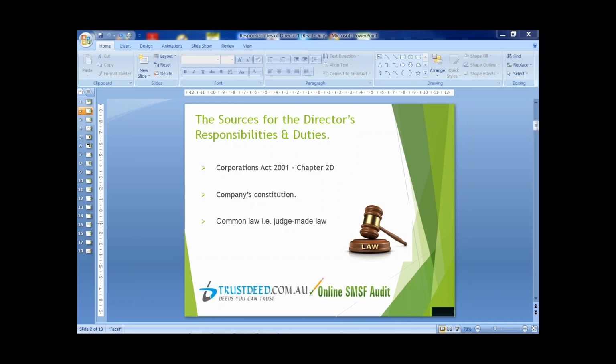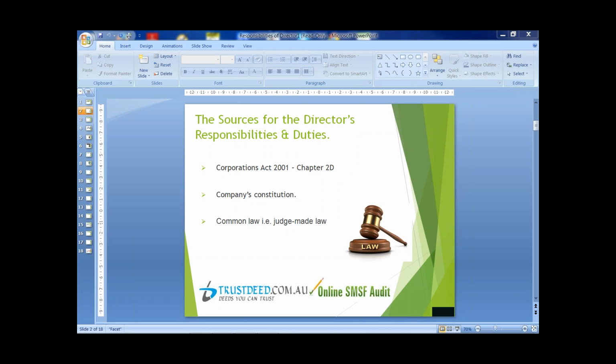Chapter 2D of the Corporation Act provides statutory duties of directors which directors are expected to comply with. These duties include duties of care and diligence, duty of good faith, duty not to make improper use of position and information, and duty not to trade when company is insolvent. We will discuss these duties in brief later.